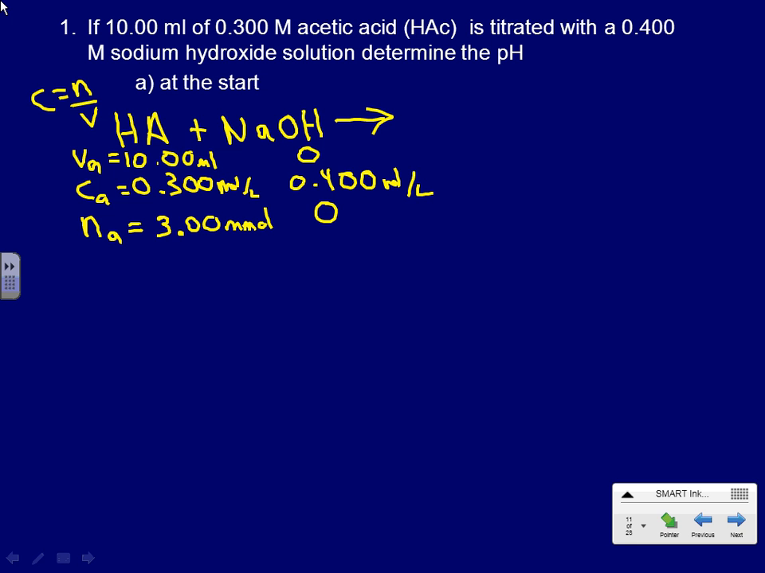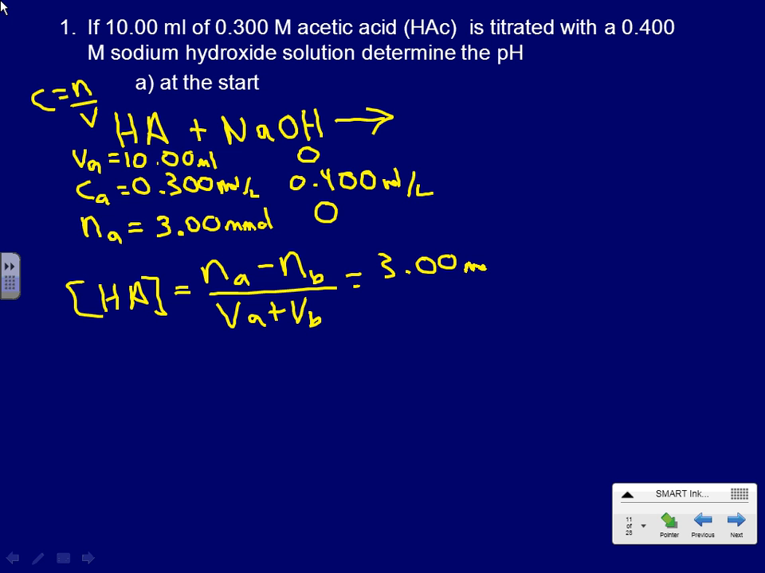So now let's take a look at what's in the water. Our equations that we just derived, HA, that's going to be equal to the number of moles of A minus the number of moles of B over the volume of A plus the volume of B. And in this case, it's a little trivial. I have 3.00 millimoles minus 0 over 10.00 milliliters, and that gets me back my 0.300 moles per liter.